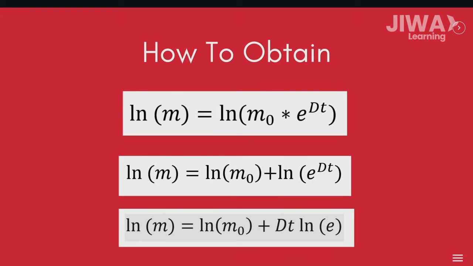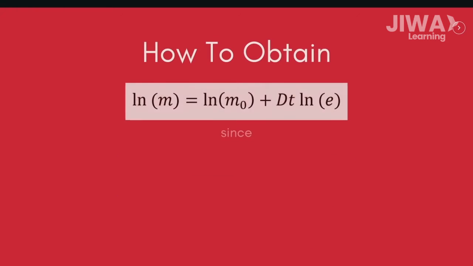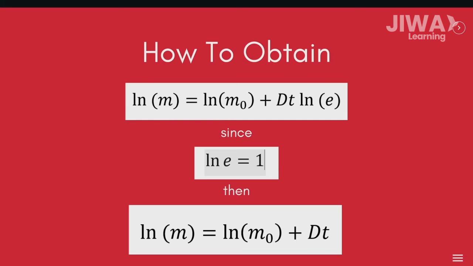First, we have to initialize the ln function on both sides. Based on the ln properties, we can separate the right side into ln m0 plus ln e^(dt), and then shift the power of e to the front of ln e. Since ln e is equal to 1, it can be neglected. Now we have ln m equal to ln m0 plus dt.